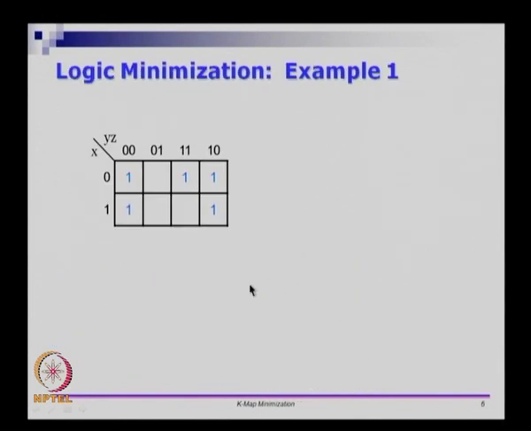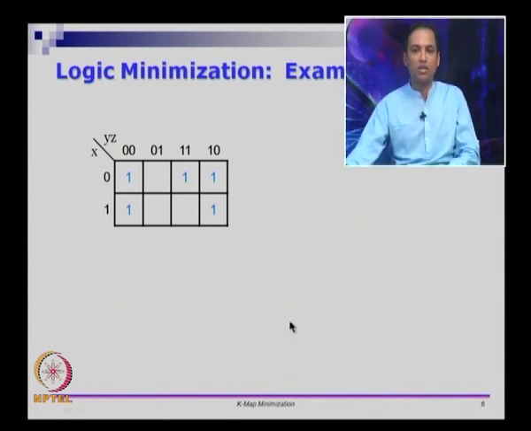So, let us look at some more examples from here. If I have a table like this, this is an expression that is a function of x, y and z. Let us assume that x is the leftmost variable and y, z appear in the next 2 columns in the truth table.